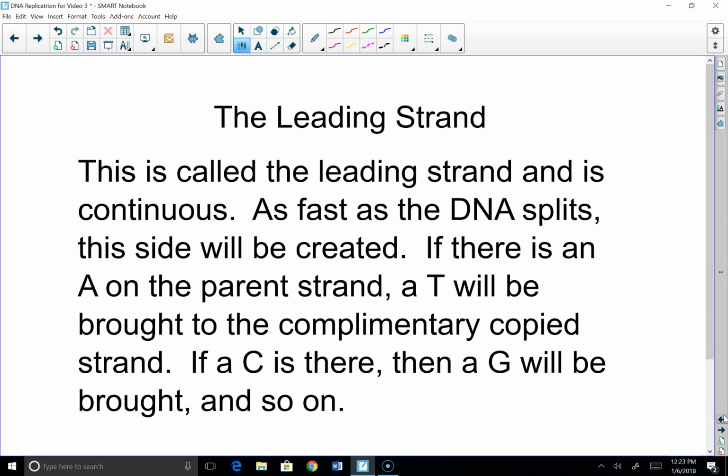The leading strand, once again, is continuous, and as fast as the DNA splits, the leading strand will be copied or created. If there is an A on the parent strand, a T will be brought to make the complementary strand. If there is a C, then a G will be brought, and so on.